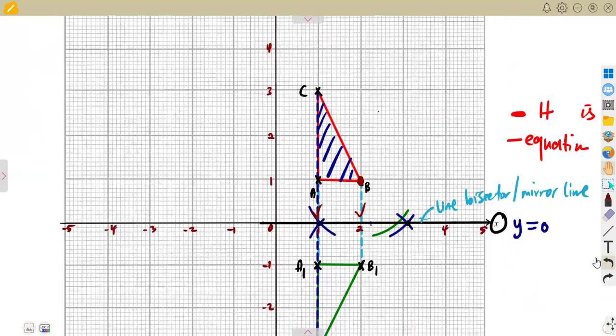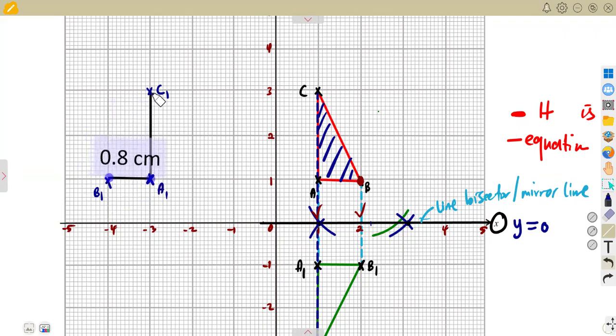Let's draw a triangle. A2 is given as (-3, 1). You mark your point here, -3 versus 1. That is our point A2. Then B2, (-4, 1). You mark your point. This is B2. C2, (-3, 3), -3 versus 3 like this. You mark your point. This is your C2. So you have to join to complete your triangle. Let us join this so that we've got our completed figure like that.